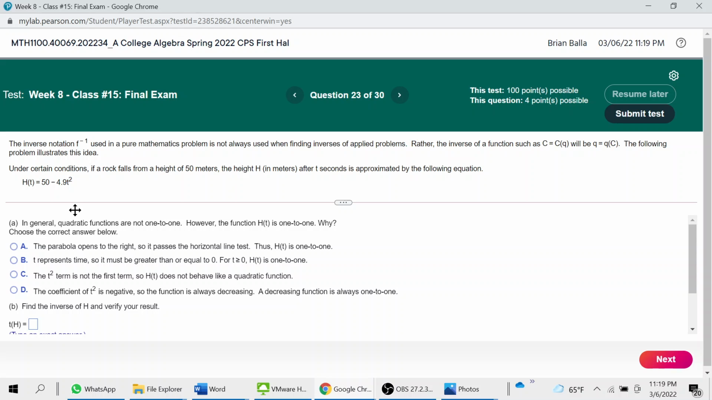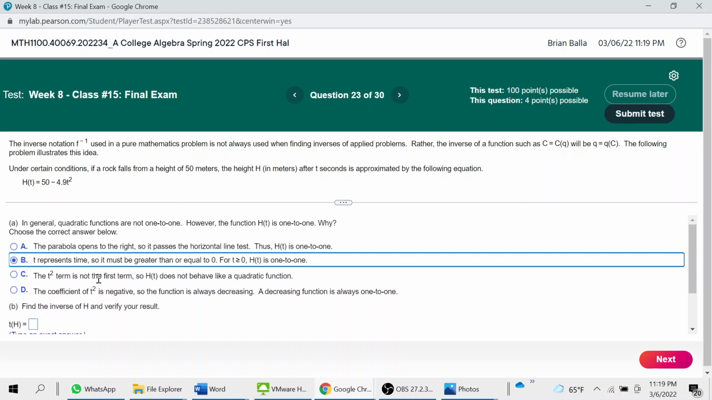Okay, our quadratic functions, power is 1 to 1 y. The parabola opens to the right, so that's not correct. B represents time, so it must be written. Okay. C is not correct. No, that's not correct.